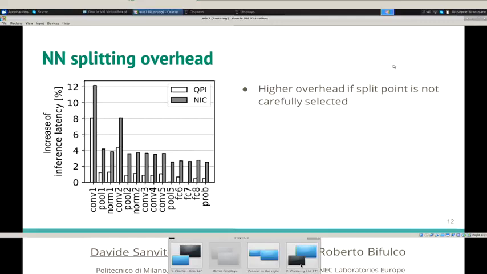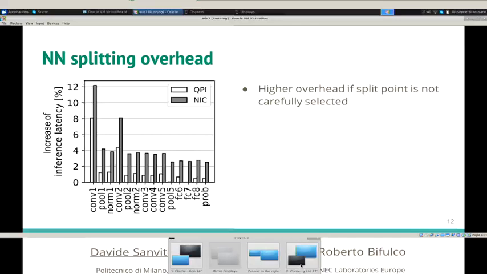Okay, sorry. So in the picture, we analyzed the increase of the inference latency compared to the non-split execution, and we tested this increase for different splitting points of the network. In the white bars, we can see that the increase in latency can reach up to 8%. But the increase depends on the size of the intermediate output data of the different layers. So if we carefully select a proper splitting point, this contribution can be very small.